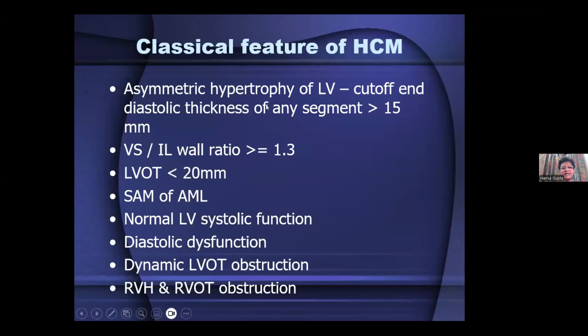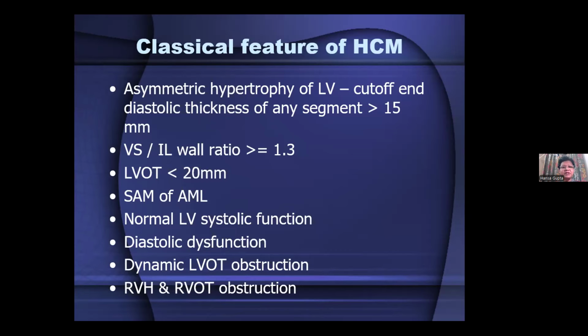So we have talked about asymmetric hypertrophy. What is the cutoff of the end diastolic thickness? More than 15 millimeters. So if we find any segment for that matter, not just septum, any segment to be thicker than 15 millimeters, you must start evaluating and thinking in terms of hypertrophic cardiomyopathy. All right. Generally, in HCM, the thickness is more. In hypertensive heart disease, it is not all that thick. And also remember, in hypertrophic cardiomyopathy, the myocytes are hypertrophied, as well as there is a disarray of the myocytes, meaning they are not properly aligned. And hence, a lot of conduction disturbances and arrhythmias are noted.